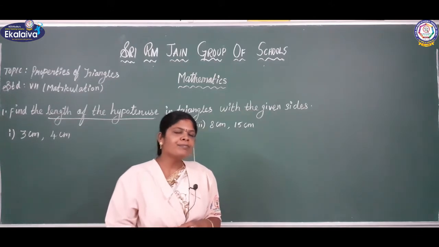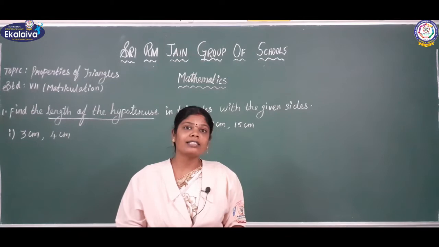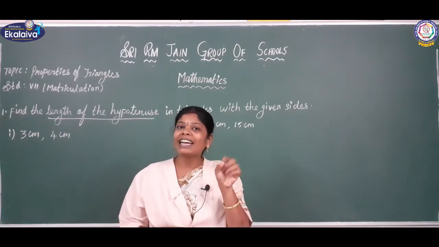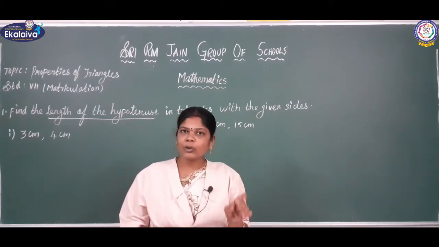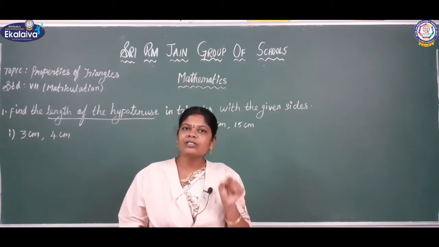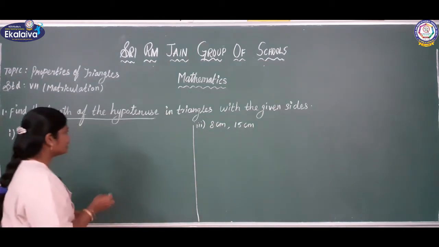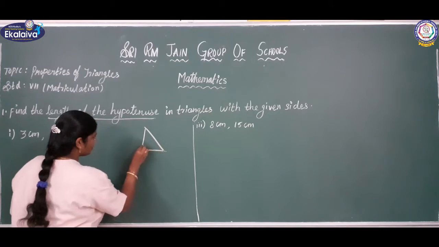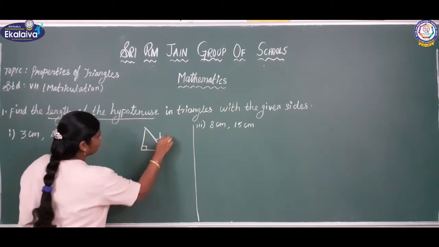The square of hypotenuse is equal to the sum of the squares of the other two sides. It is only applicable in a right angle triangle. Okay. In a right angle triangle, the square of hypotenuse is equal to the sum of the squares of the other two sides. Okay. So take the right angle triangle. So opposite to 90 degrees, call it as hypotenuse.